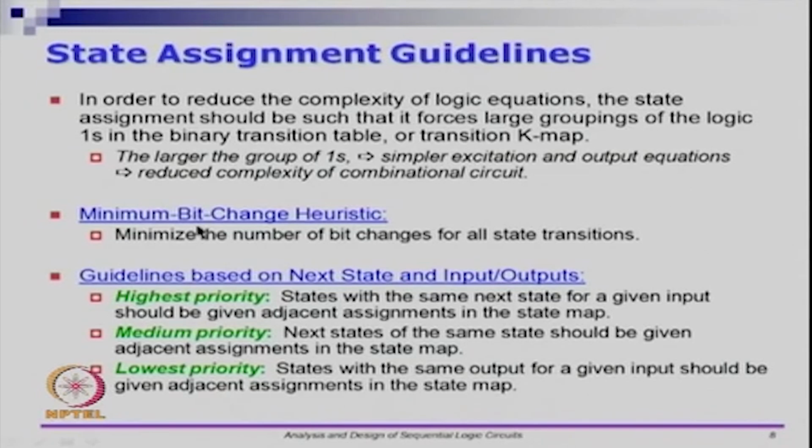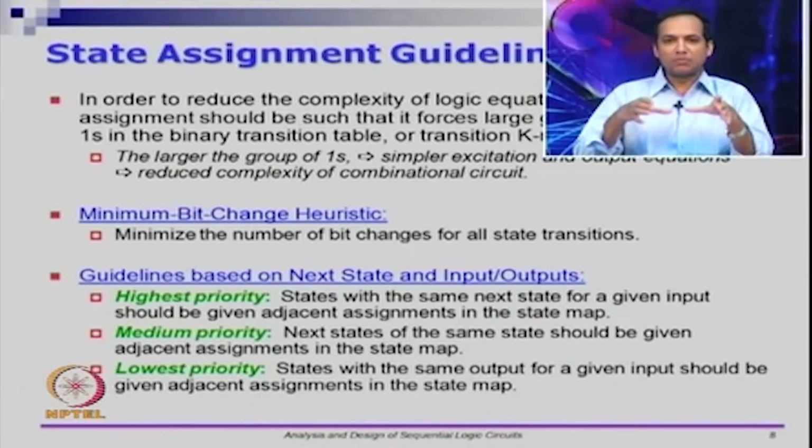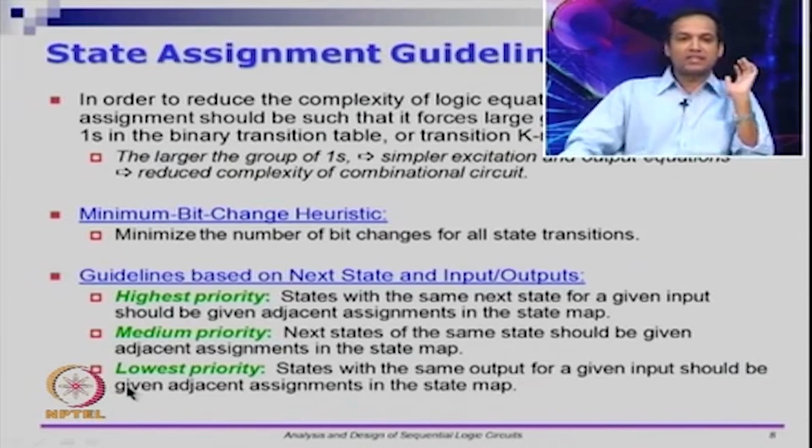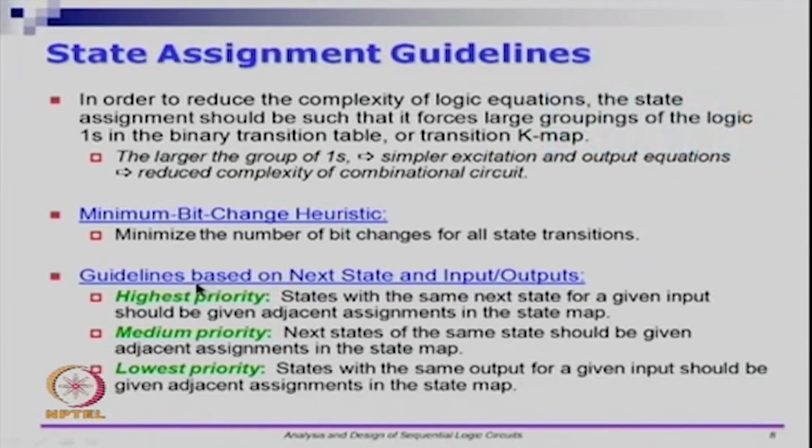So we know this from the K maps. If I have ones that are closer to each other, then you can group them and reduce the number of gates. We are going to try and do something very similar with states. So what we are going to do is we are going to have a set of guidelines. The guidelines are based on the next state and the inputs and outputs.